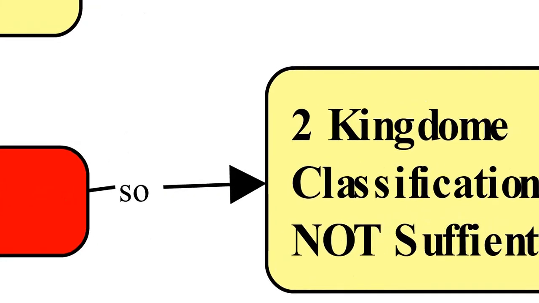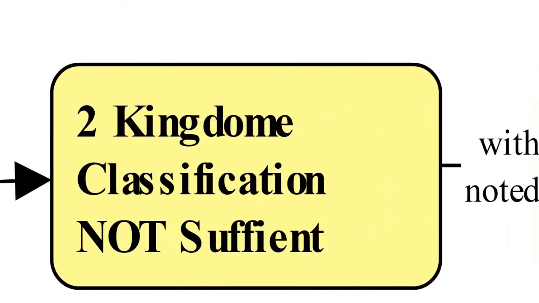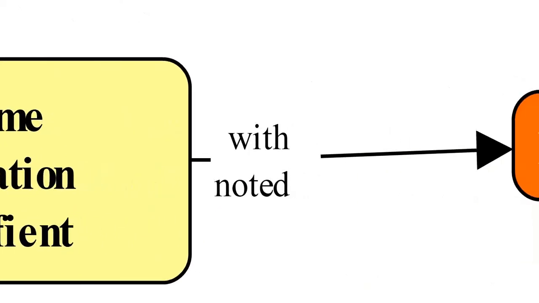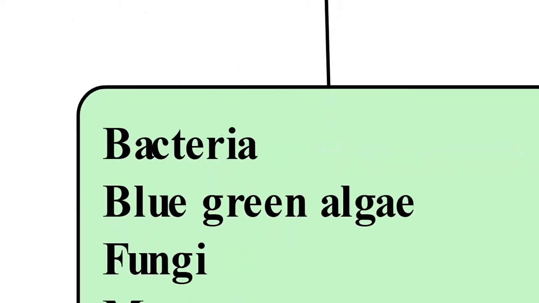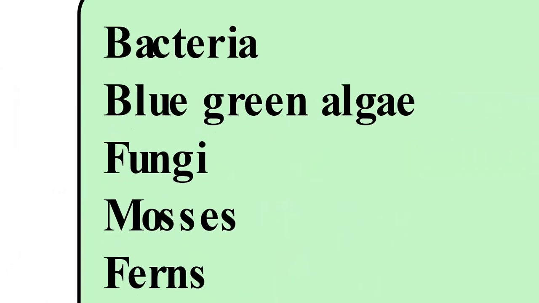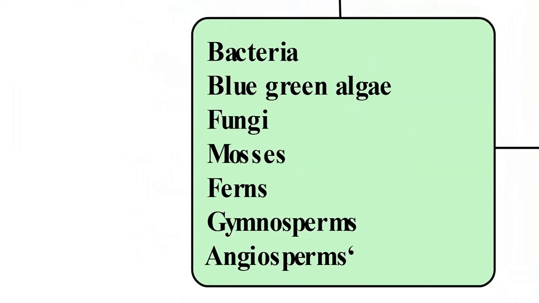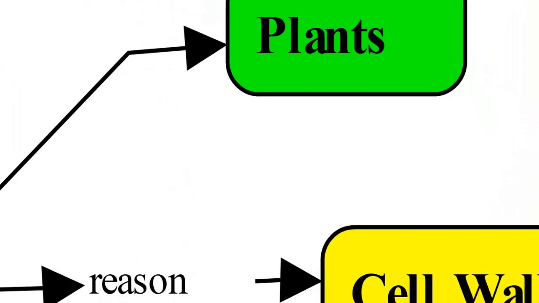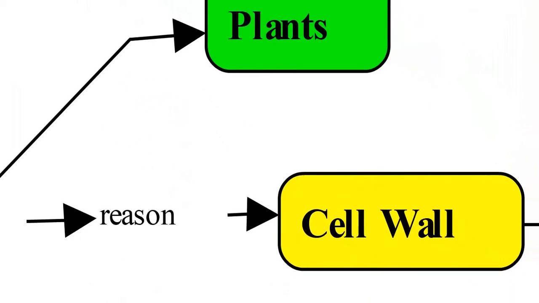In one way we can say that the two kingdom classification is not sufficient to keep all organisms. We can see certain well noted errors here. Bacteria, blue-green algae, fungi, mosses, ferns, gymnosperms and angiosperms: he placed all these organisms under a single kingdom called the plant kingdom. The reason for keeping all these organisms under a single kingdom is that all of them possess a cell wall.